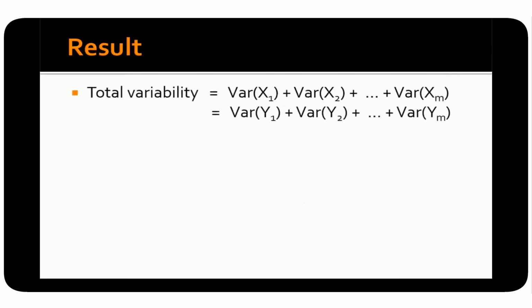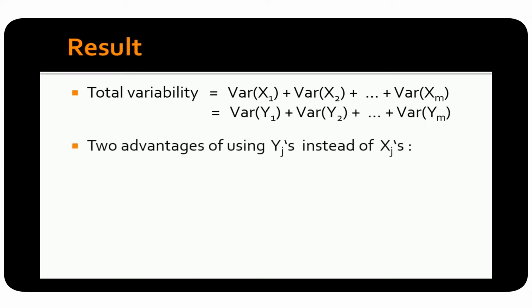One important result, again something we will be proving later on, is that the total variability of x1, x2, ..., xm translates to the total variability of y1, y2, ..., ym, which means that the sum over j of the variance of xj is equal to the sum over j of the variance of yj. So, you can see that if you move from x to y, you still retain the same variability. This is obvious because we are making just an orthogonal transformation.